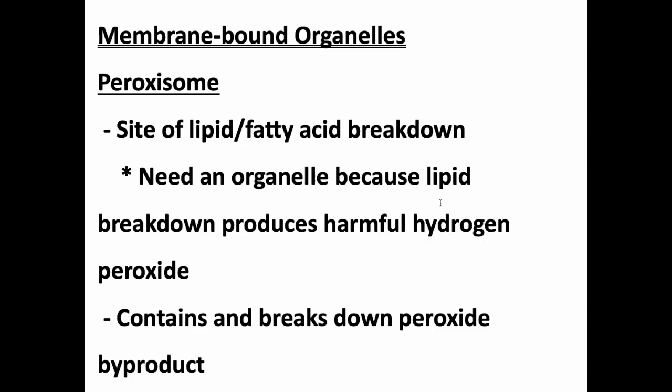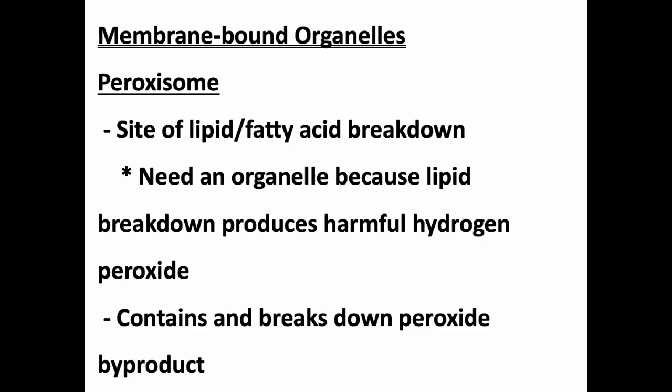And guess what? Every time you are breaking down lipids, you are producing this harmful compound. So you don't want this just running rampant inside of the cell. We want an organelle that can contain and neutralize this harmful byproduct as we break down lipids and fatty acids. So yeah, the job of the peroxisome is to contain and break down the hydrogen peroxide byproducts as lipids and fatty acids are broken down. So there's not much to the organelle other than this, but this is where we break down lipids and fatty acids and neutralize the harmful byproduct.